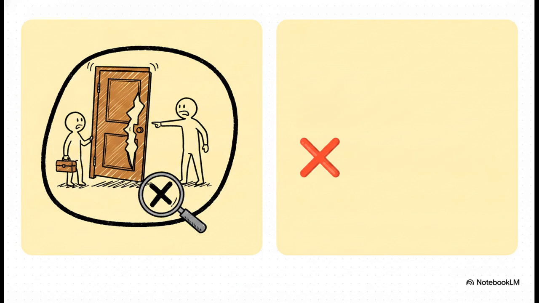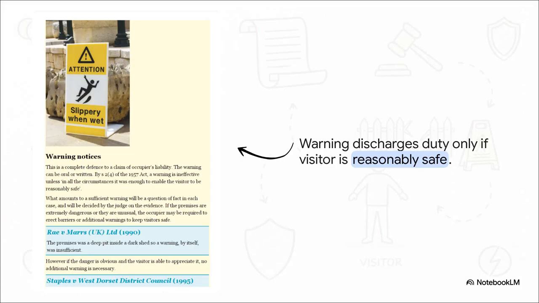The massive takeaway for your exams is that just hiring a contractor is not a get-out-of-jail-free card. The occupier stays on the hook if they didn't act reasonably in overseeing or double-checking the work. Alternatively, an occupier might just try slapping up a warning sign. But Section 2(4)(a) is incredibly strict about this. A warning sign only works as a complete defense if it actually makes the visitor reasonably safe under all the circumstances. What amounts to a sufficient warning? Well, that's a question of fact for the judge to decide based on the specific scenario.